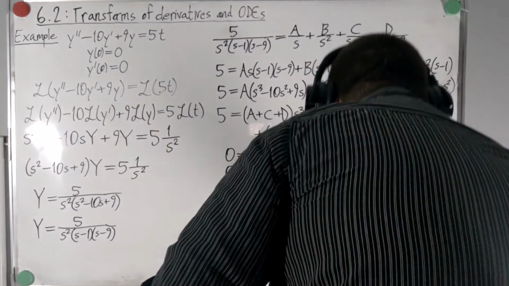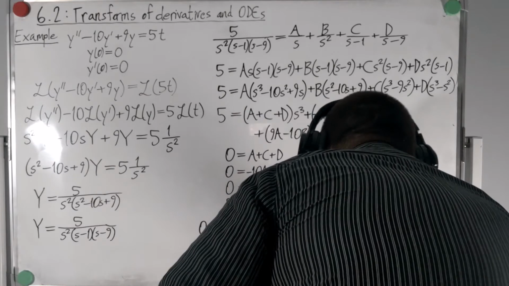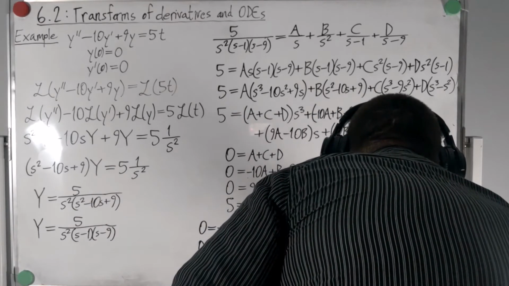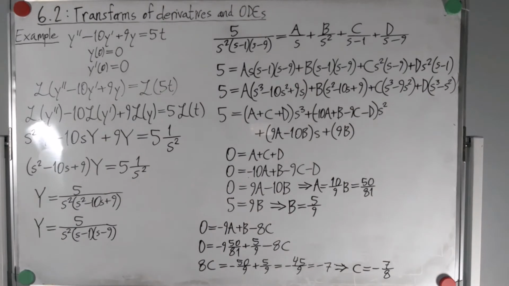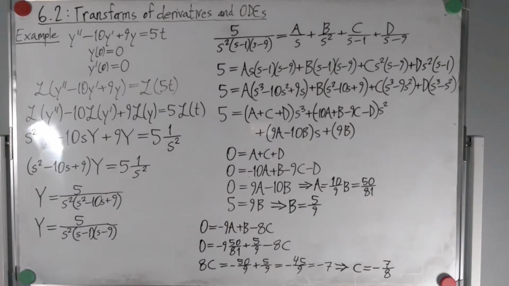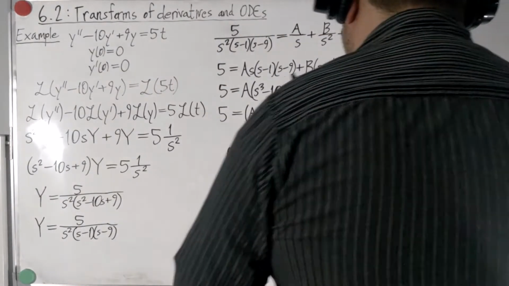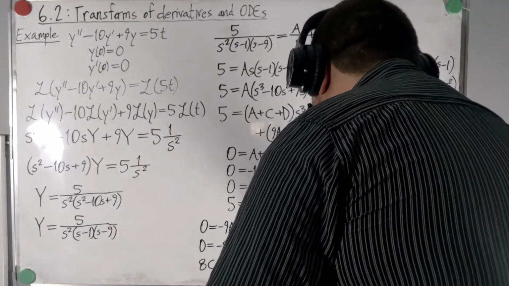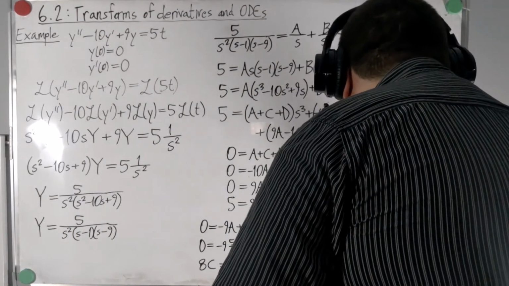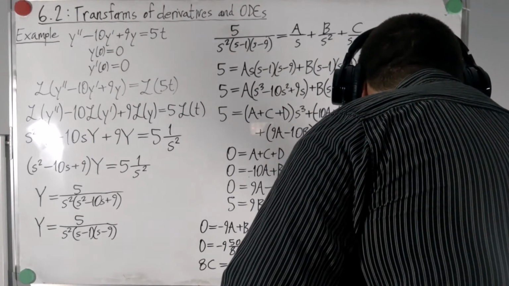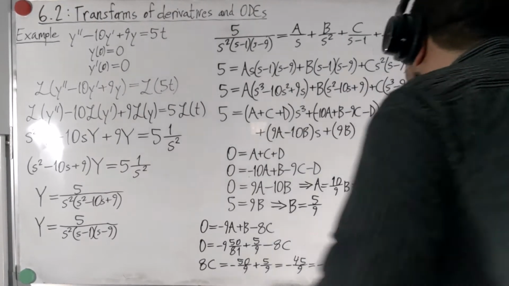So then C has to be negative 7 over 8. Wait, no. 45 divided by 9, that would be negative 5. Sorry about that, folks. And so C is negative 5 over 8.